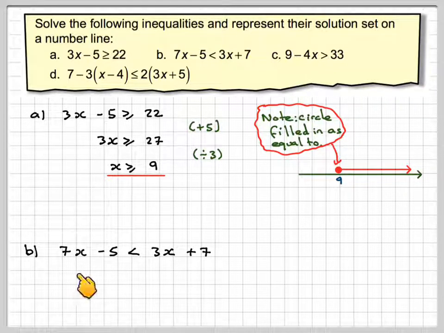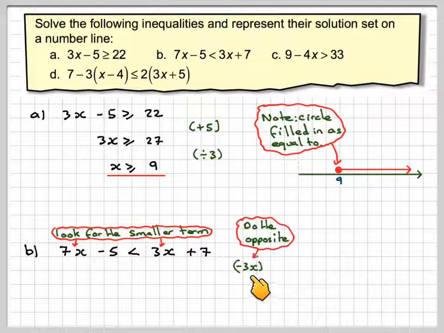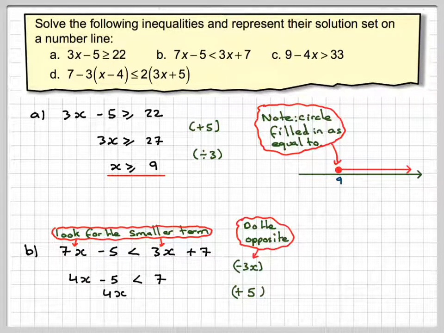In the next example, we've got 7x minus 5 is less than 3x plus 7. If we look at 7x and 3x, the smaller is 3x, so we'll take 3x from both sides. 7x take away 3x gives me 4x, and then we've still got minus 5. On the other side, we've just got less than 7 because the 3x have gone. And then add 5, so you get 4x is less than 7 plus 5, which is 12, and then divide by 4, and it's okay to divide by a positive number, you get x is less than 3.